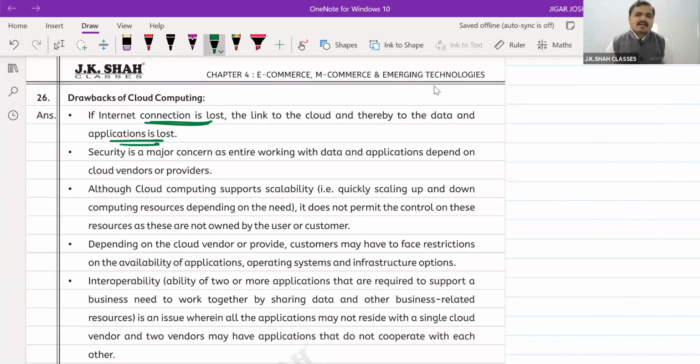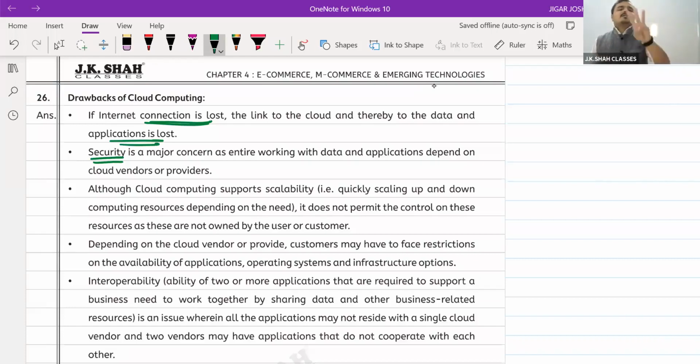Sir, internet connection. If the internet connection is not there, cloud computing cannot be done. If you do not have an internet connection on your phone, can you access the JK Shah Classes website? No, sir. Can you access your email? No. Can you send or receive data on WhatsApp? No, sir. So for using every cloud service, the first thing we need is what? Sir, internet. Second, as I said, security is a major concern. Hackers can hack the data at any point of time. Sir, again, the second biggest risk.